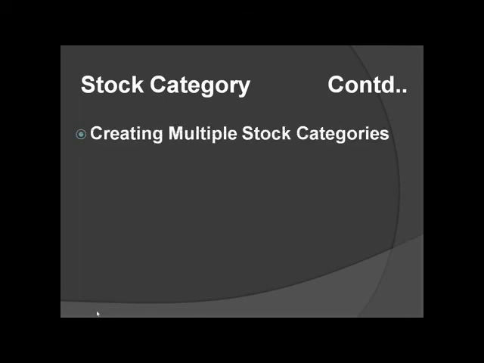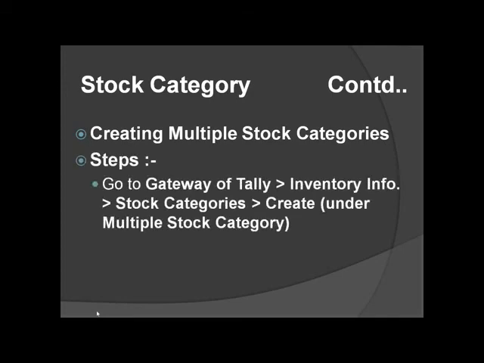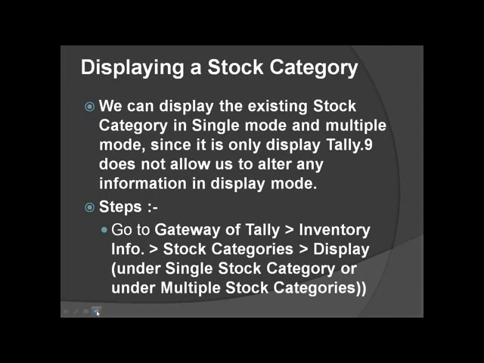It is also possible to create more than one stock category at a time. For creating multiple stock categories, follow the steps. Go to Gateway of Tally, Inventory Info, select stock categories and select Create under the Multiple Stock Category option. It allows you to create more than one stock category at a time.